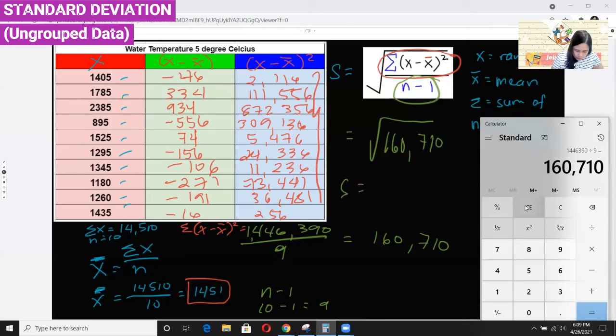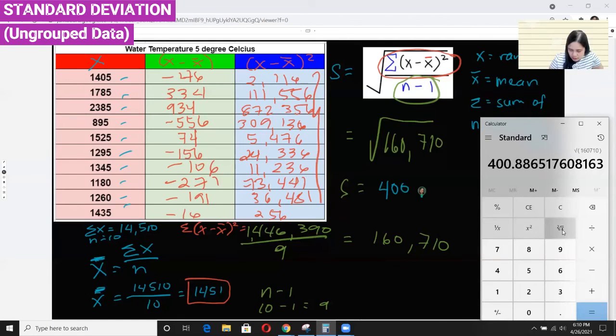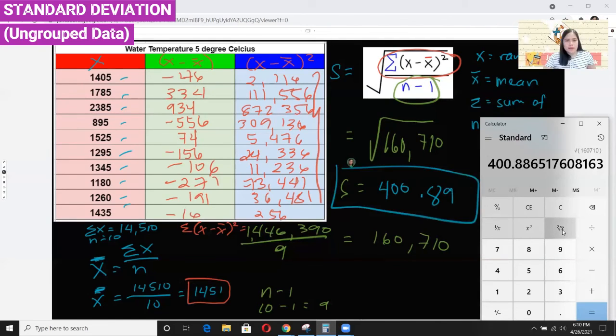So we're going to get the square root. Okay, the square root answer is 400.89. So the standard deviation is 400.89. There you go. So that is how we get the standard deviation of the given ungrouped data.